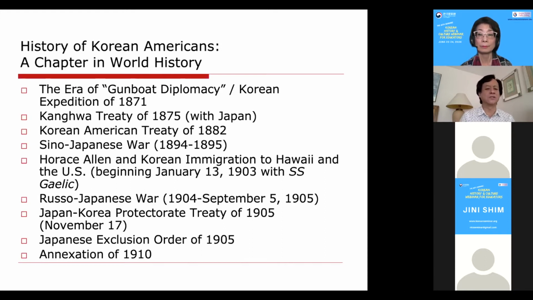Horace Allen also brings Western medicine, and Yonsei University's medical school is named after him, as well as these big hospitals. And so if you go to Korea, you'll see his name all over the place. All right, so pivoting off of Horace Allen, Japan continues its kind of ruthless march toward colonization of Korea.